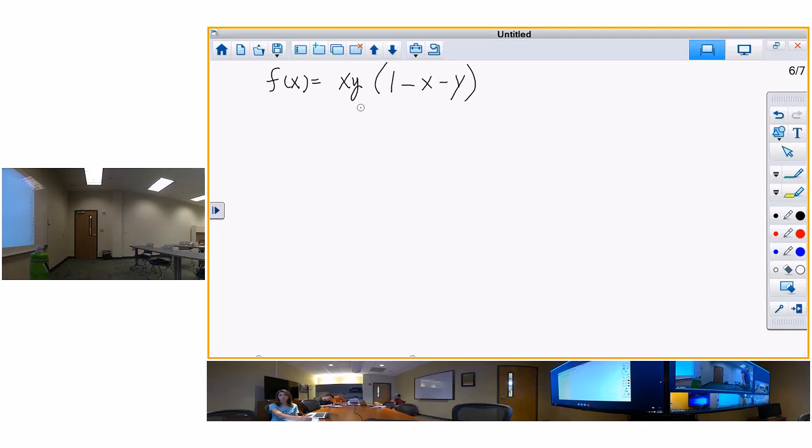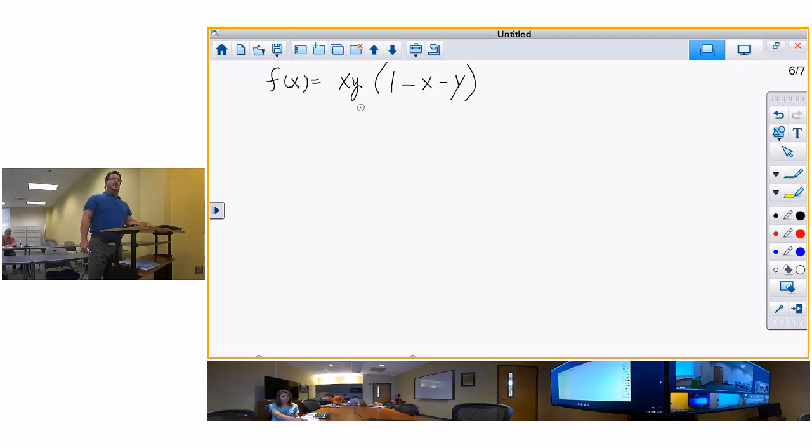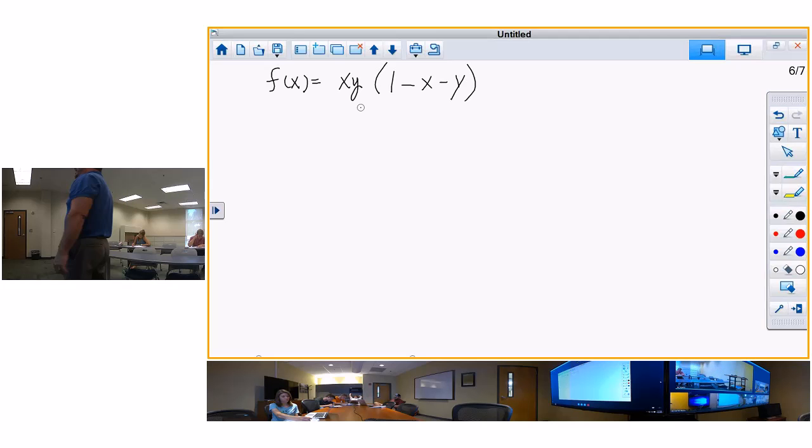Distribute. Write it down and highlight it. Why? Because if you don't distribute, you're going to have to use the product rule, x times y with the 1 minus, and that's going to be a cluster. So the best thing to do is to distribute the x. So you need to write that down.